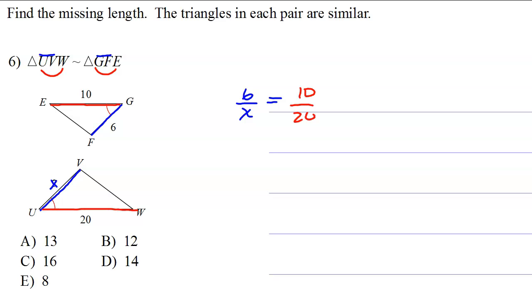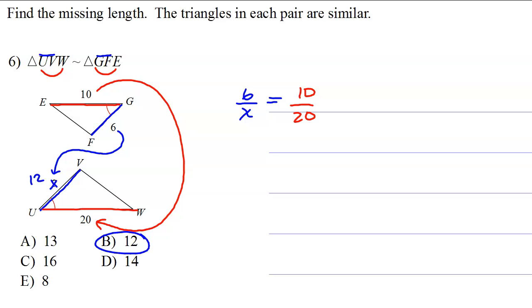And again, you probably don't even need a proportion on this one, because you can see that that red side doubled. It got 10 times bigger. Or not 10 times, it got 2 times bigger. So this 6 has to double. I already know the answer is going to be 12, but we could do the proportion. 10x equals 120, x equals 12.